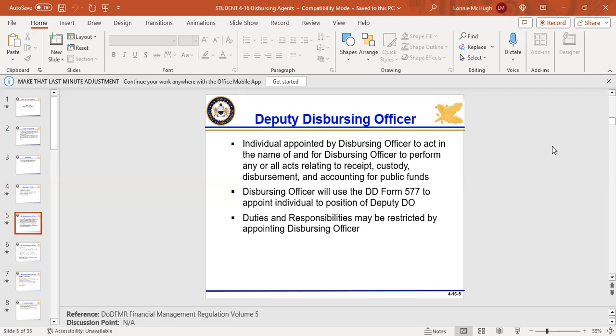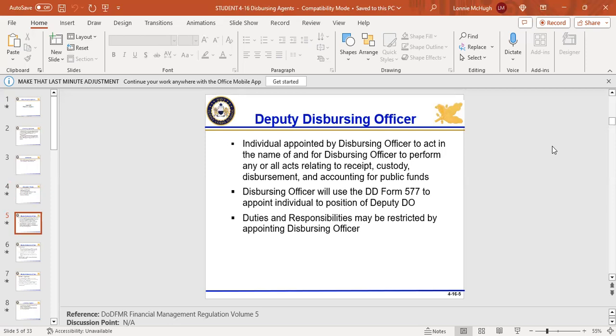All right, the deputy dispersing officer, we've talked about already, is going to be your assistant for the dispersing office. They will have almost all of the same capabilities as you as a dispersing officer. You as a dispersing officer will appoint them using a DD Form 577. This is the same form that is used to appoint you to the dispersing officer position. And then you as a dispersing officer are able to limit what your deputy can do.